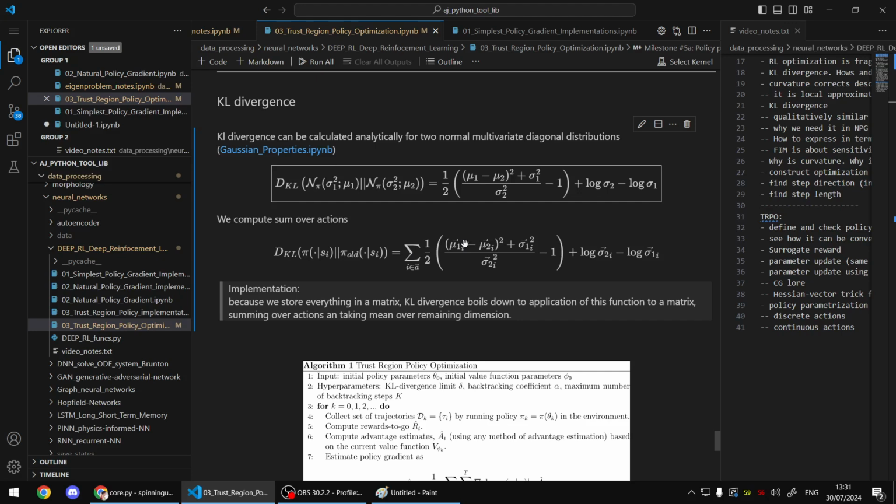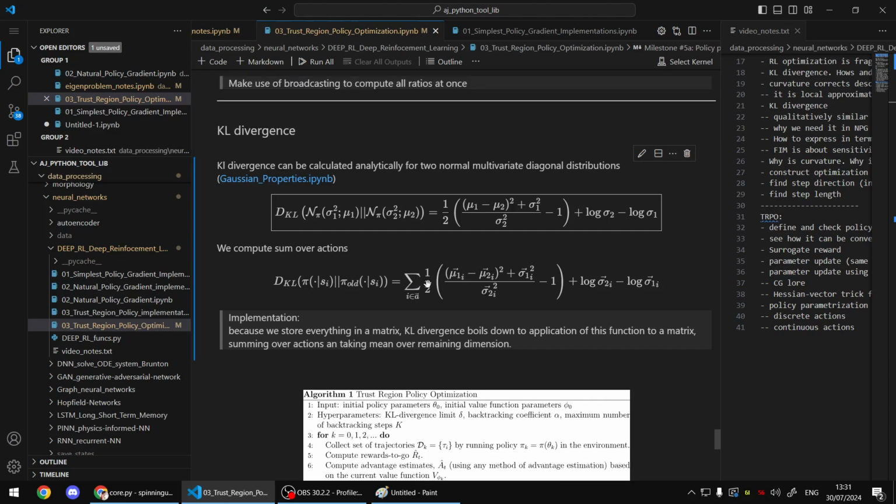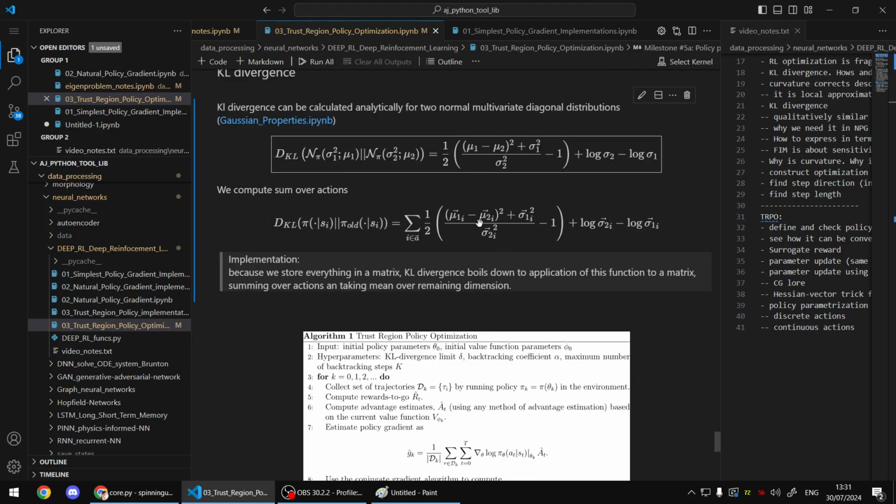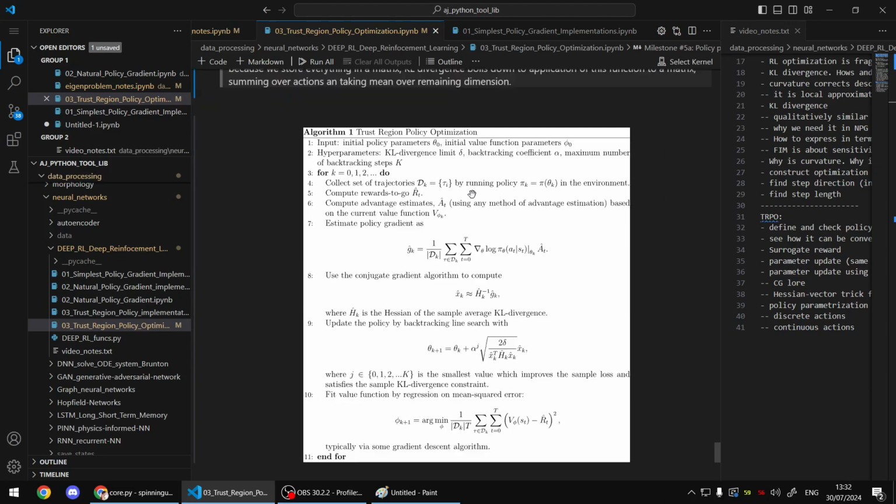Just because of how we store it in a model, the probabilities over all the actions of encountered states is just a specific logic where you basically use broadcasting to calculate this particular function, and then you sum up in the dimension of actions, and then you take a mean in the dimension of states. You know, it's very simple. And is it all? I don't know.